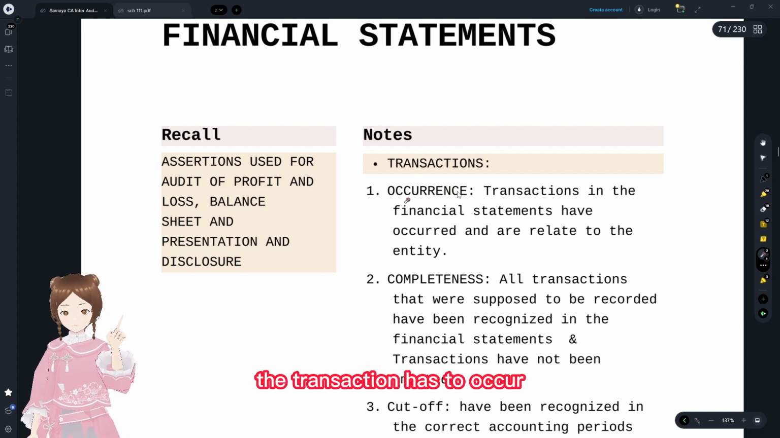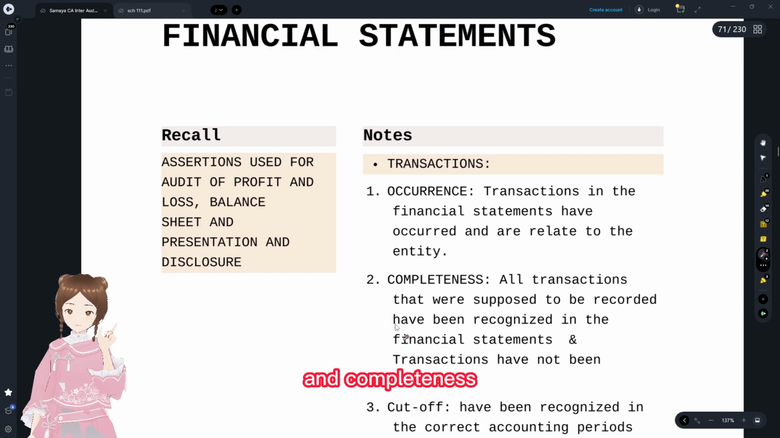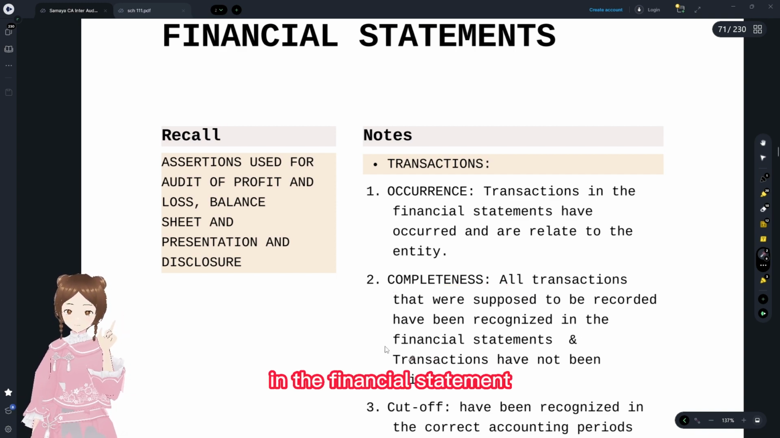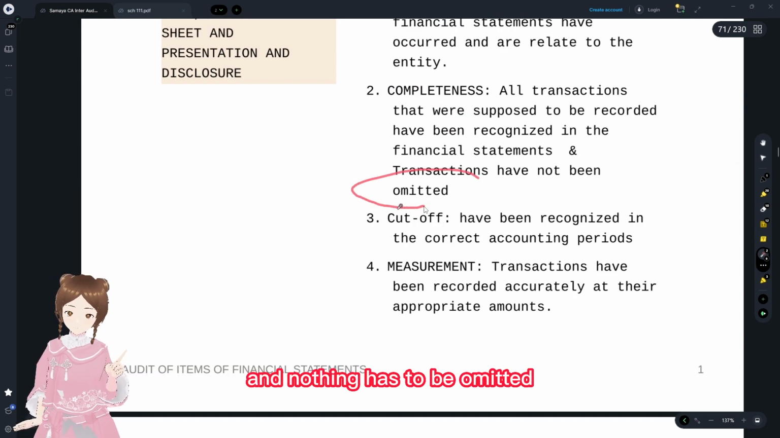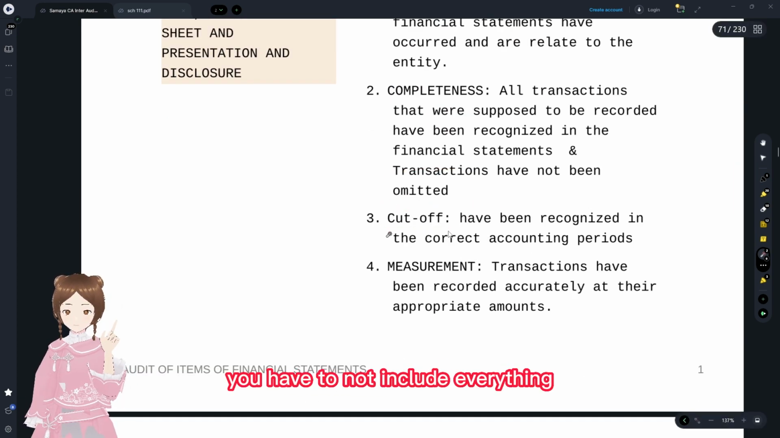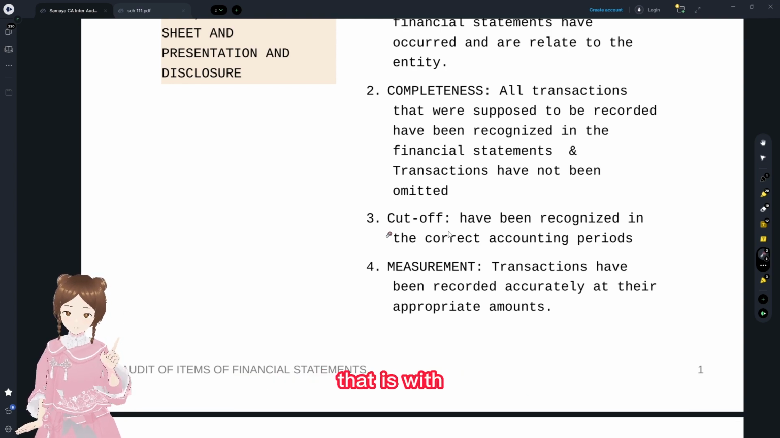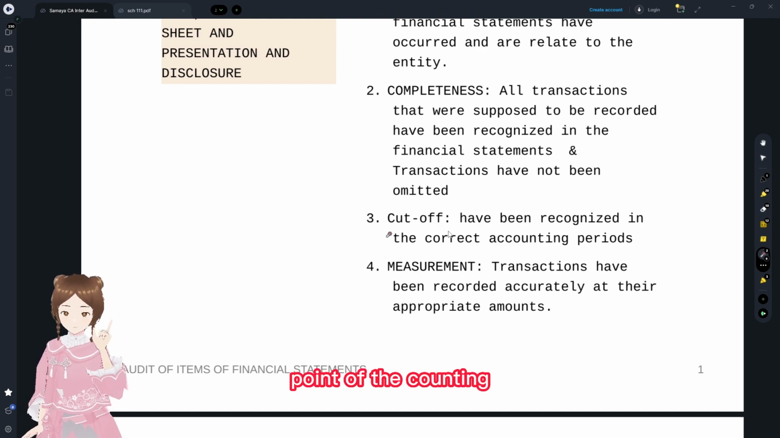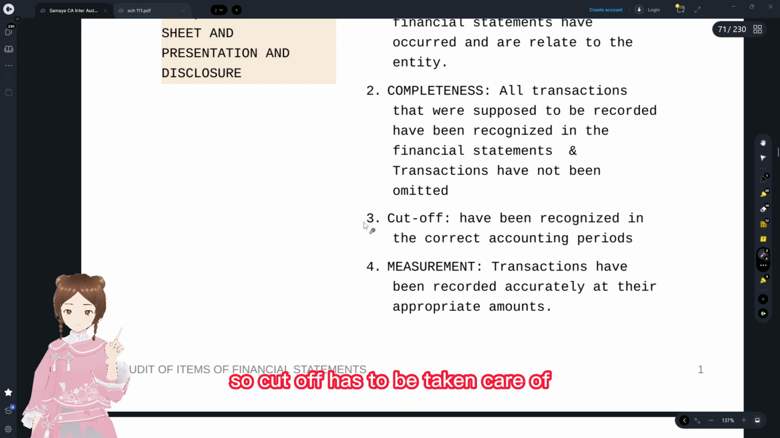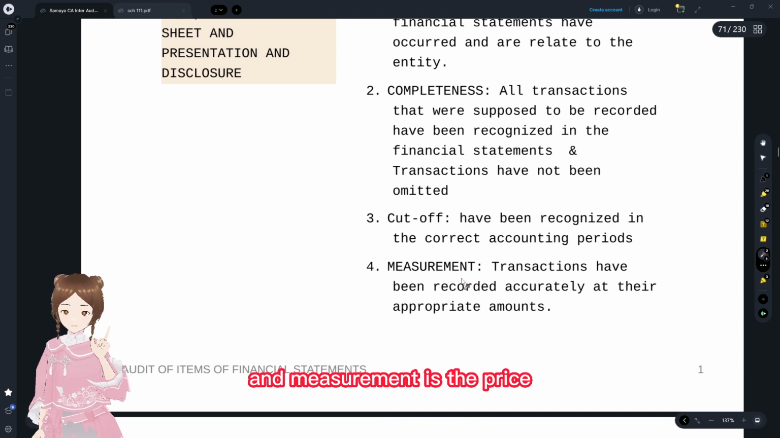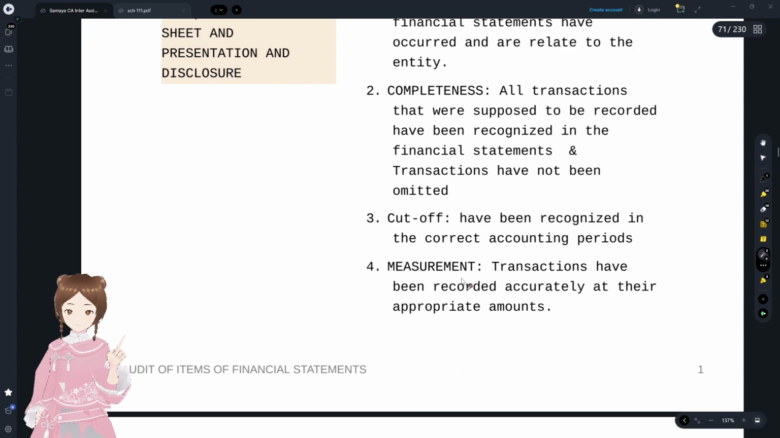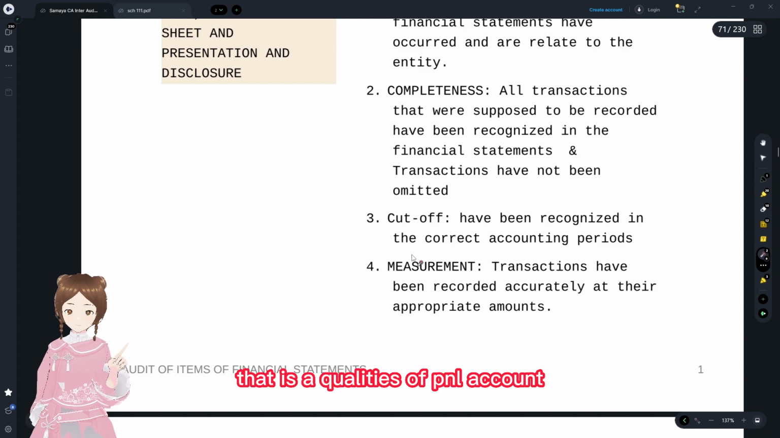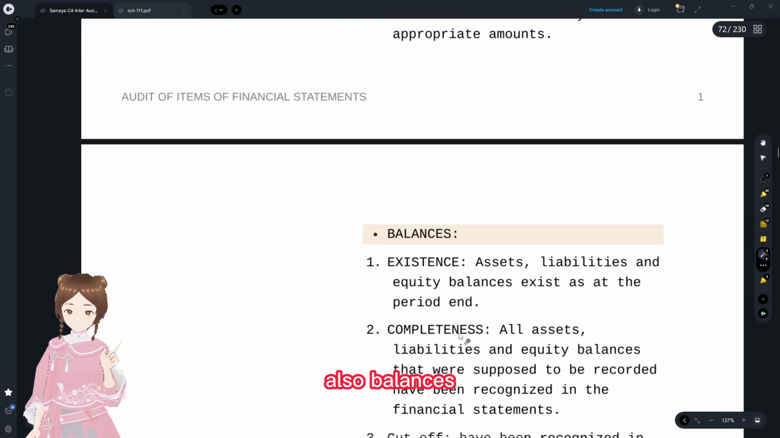Occurrence. First of all, the transaction has to occur. And completeness: you have to provide all the transactions that were there in the financial statement, and nothing has to be omitted in that accounting period. Third thing, cutoff. You have to check the cutoff point of the accounting period for which the financial statements were prepared. So cutoff has to be taken care of. And measurement is the price at which the transaction takes place. These were the qualities a transaction should have. That is also the qualities for the P&L account.